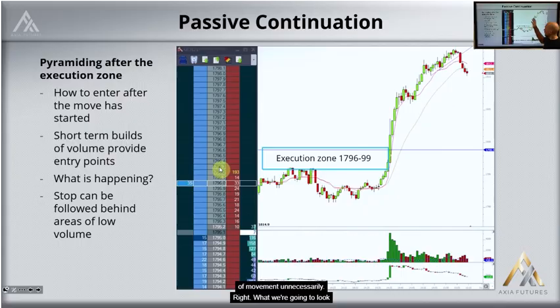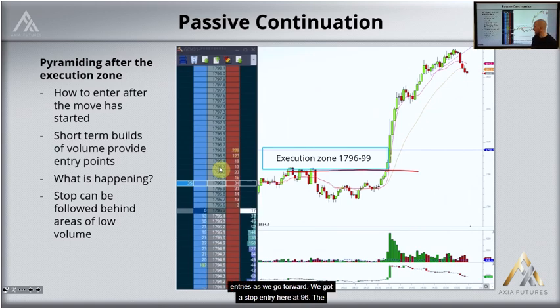Right, what we're going to look at here then is pyramiding after the execution zone. So what I'm going to show you is a little bit of both. We're going to see this execution zone trade. Now the execution zone runs from 96 to 99, so we'll let this start to trade out. So remember, we're looking to move into this zone above 96. So once you get above 96, that's the point where you're looking to try and enter. So we'll talk about specifics of order type entries as we go forward.